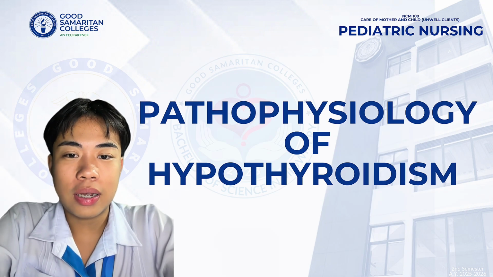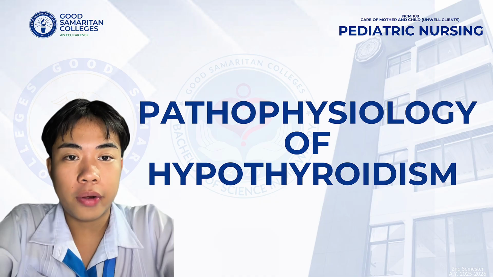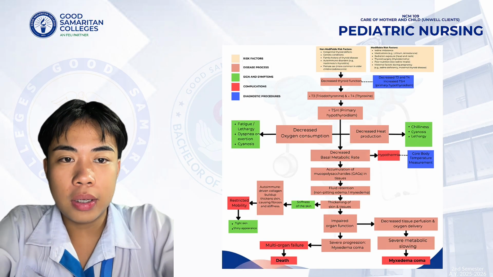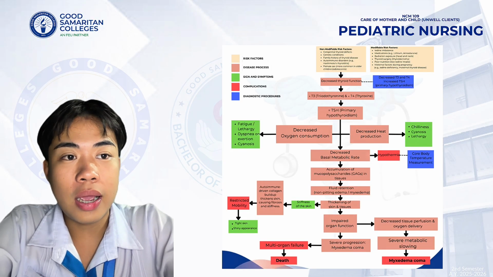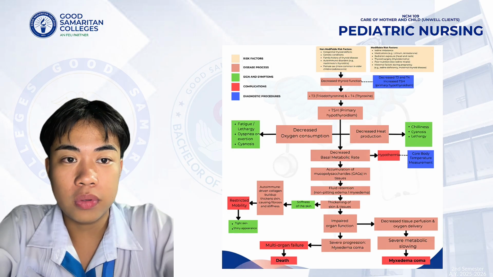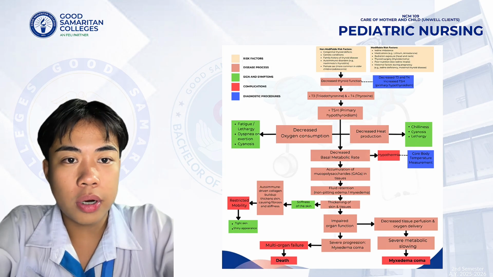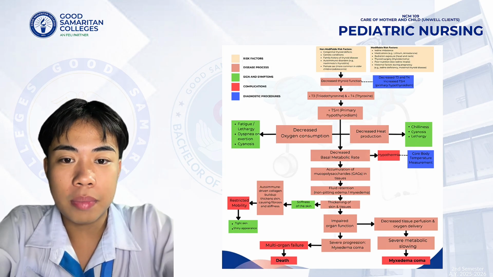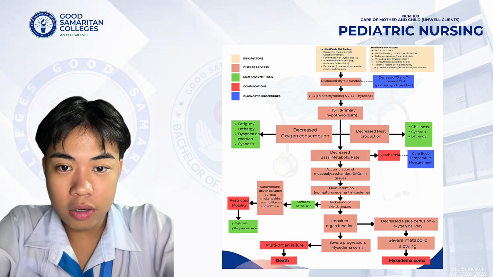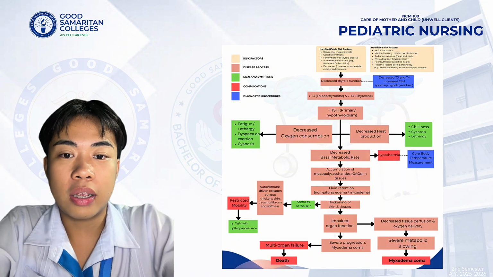And now we will discuss the pathophysiology of hypothyroidism. So hypothyroidism is a condition where the thyroid gland does not produce enough thyroid hormones, mainly T3 and T4. So these hormones are important because they regulate the body's metabolism, energy production, and the overall organ function.